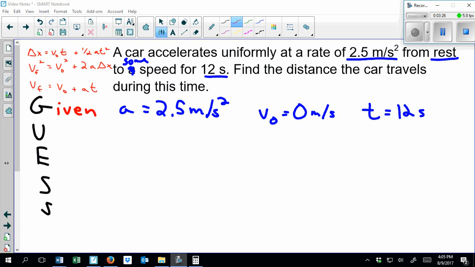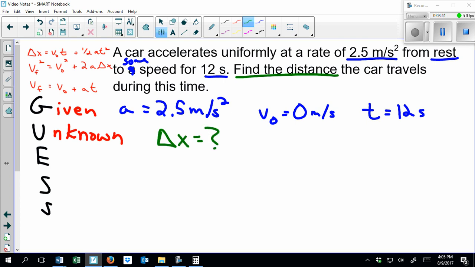The next step is going to be to decide what the question is actually asking me for, the unknown. What am I looking for? And again, it's just a matter of reading. It says find the distance. Well, that's delta x for these equations. That's what I'm looking for.